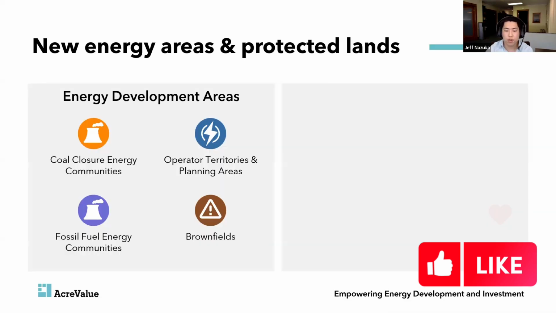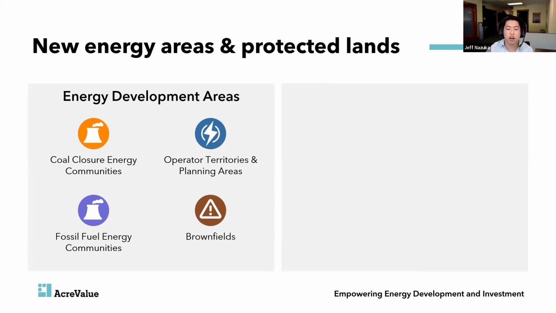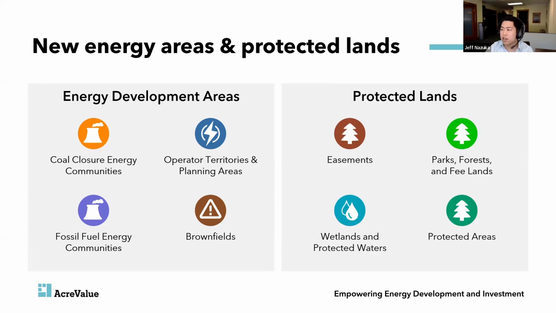So let's get started by introducing the newest data sets and maps that are added to AcreValue. The newest data added here are the energy development areas and the protected lands maps. Now, these maps are overlaid onto AcreValue's parcel map, so you can immediately see if a property falls within an energy community or has an easement, for example. We're pretty confident that these additions are going to help increase search efficiency and reduce the time in finding a property that fits your needs.